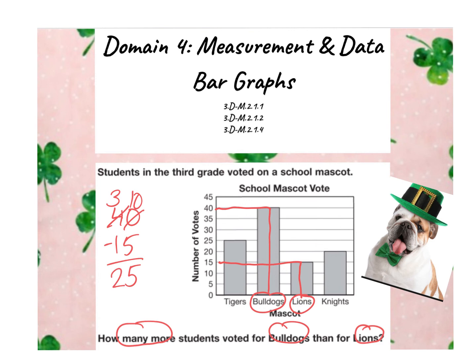Another way you can do it is also take a look. Let me go ahead and do a quick little eraser guy here. We're looking at the lions and the bulldogs, and we're comparing. Here's the lions, here's the bulldogs, and we can compare how much is in between this, okay? And we can count by 5s. 5, 10, 15, 20, 25. So the answer would still be 25 more students voted for bulldogs than lions.